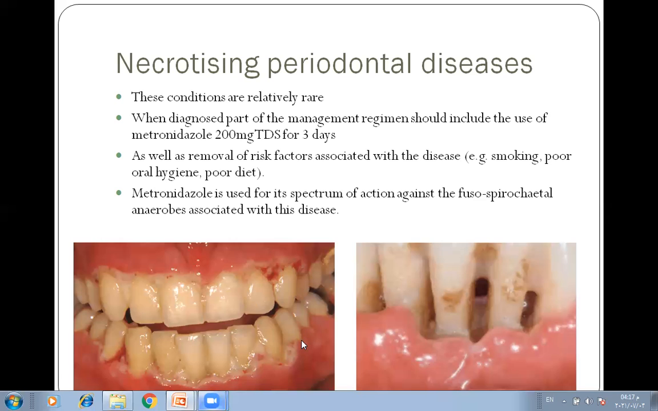Why are we using metronidazole here? Because most of the microorganisms causing this type of disease are spirochetes and anaerobes, and metronidazole is effective against this type of microorganism.